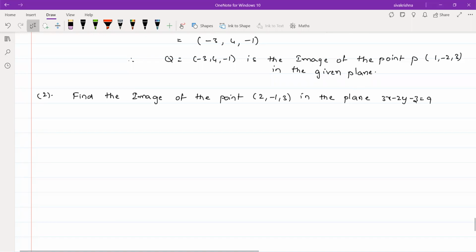I have given you one problem as homework. Find the image of the point 2 comma minus 1 comma 3 in the plane 3x minus 2y minus z is equal to 9.